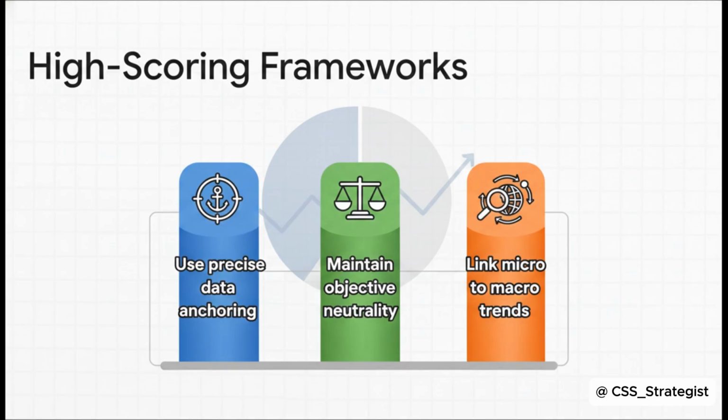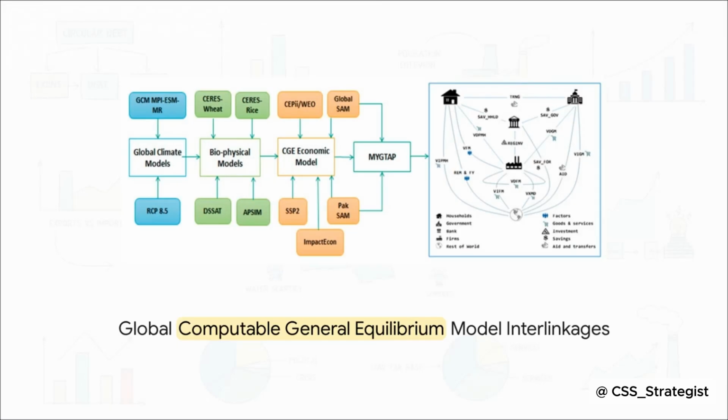Second, maintain objective neutrality. When you're discussing the energy crisis or fiscal policy, strictly avoid partisan rhetoric. Use academic terms like disintegrated planning, structural bottlenecks, and misallocation of resources. Third, link the micro to the macro. Show the examiner how one single woman receiving digital cash in rural Sindh directly impacts our national metrics for human development.